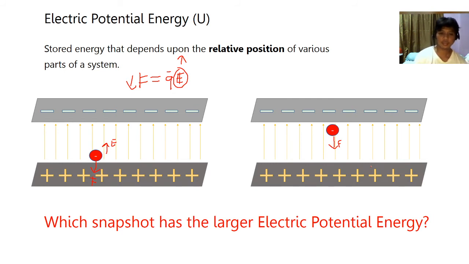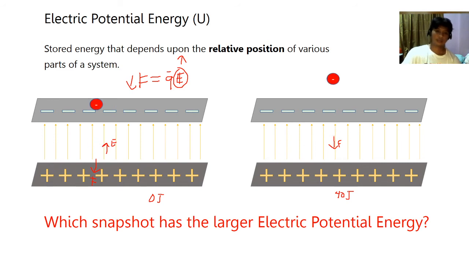But which snapshot has the larger electric potential energy, has more energy stored? And the correct answer is this guy right here. The right picture has more stored electric potential energy. So we can assign here perhaps 0 joules, especially if it's sitting at the metal plate. And here maybe we can assign 40 joules as well.